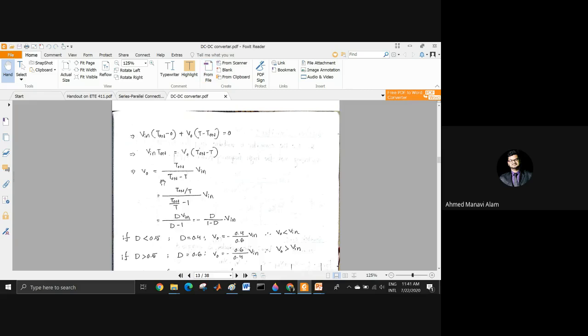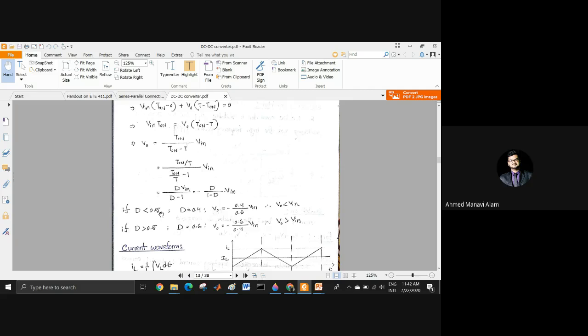Now, actually our derivation is complete. This is the expression for the buck boost converter. V0 equals to D by 1 minus D into Vin, and this is the expression for the buck boost converter. And in this converter, I have told you it is both step up and step down. So when it is used as step up and when it is used as step down, we will see it here.